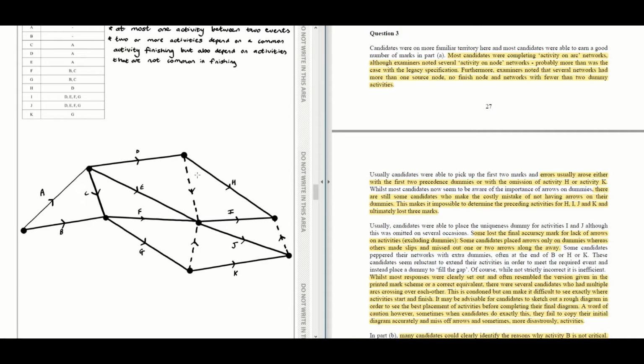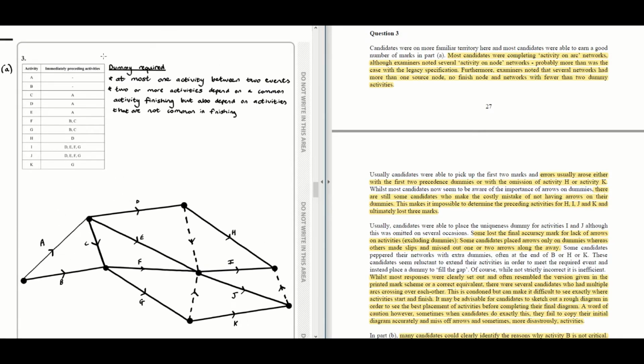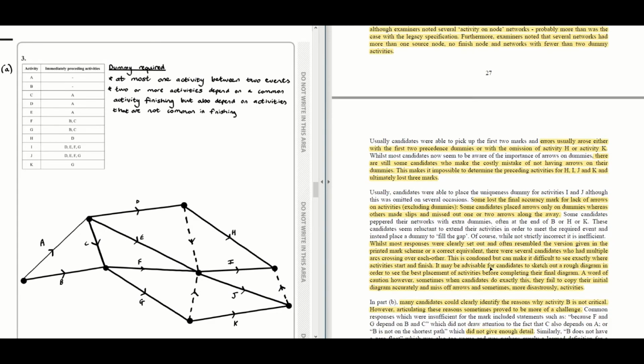But just remember to make sure that you include dummies, and I always like to give the definition of when to use a dummy before I attempt some questions, just as a quick reminder. Let's see what else was written.